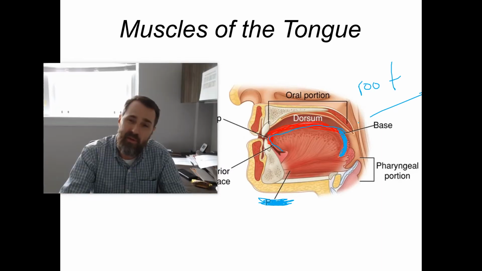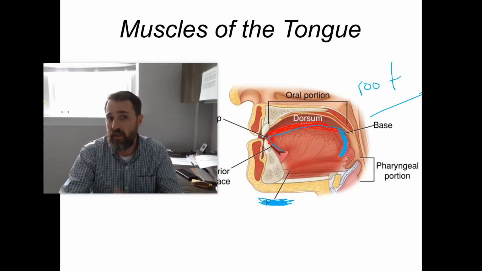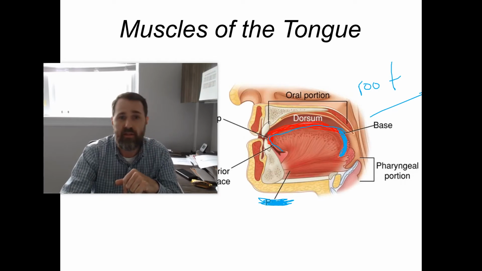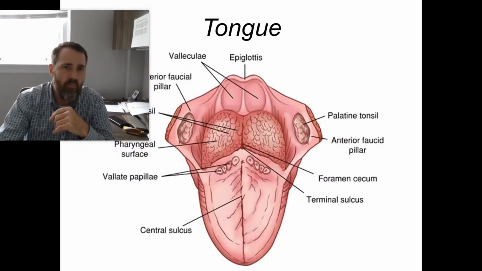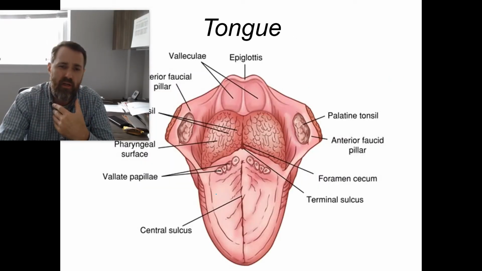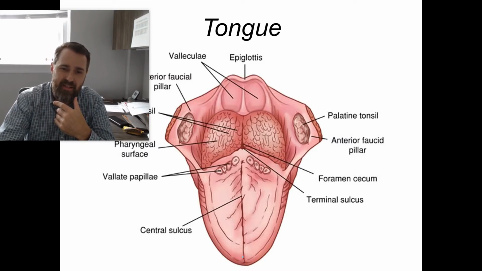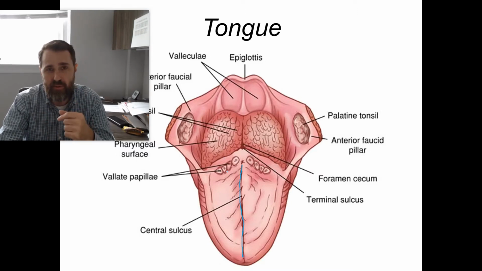And this is also the part of the tongue that has the lingual tonsils on it that we mentioned a couple of lectures ago. And when you're looking at the human tongue, you will see that it has this dividing crease that goes down the middle, and that is known as the central sulcus.